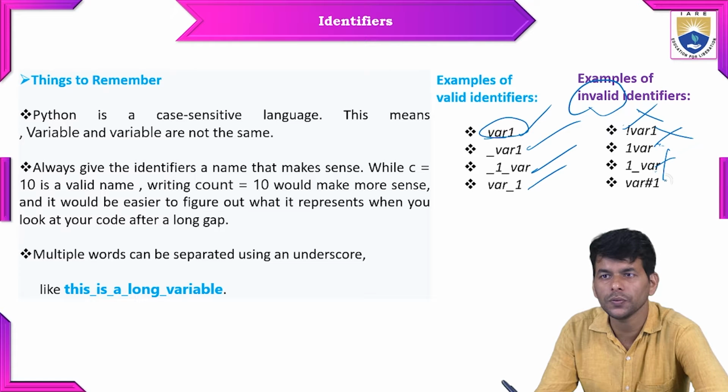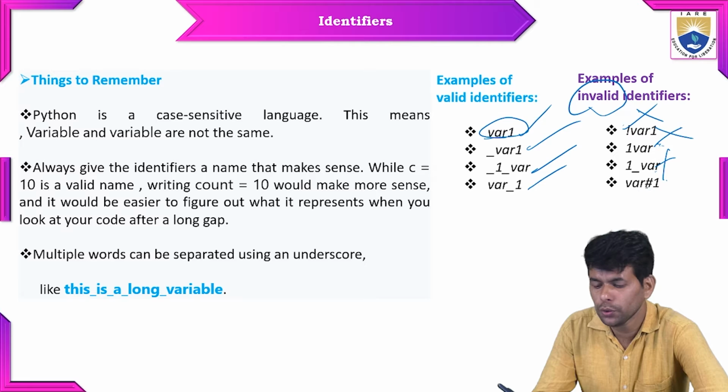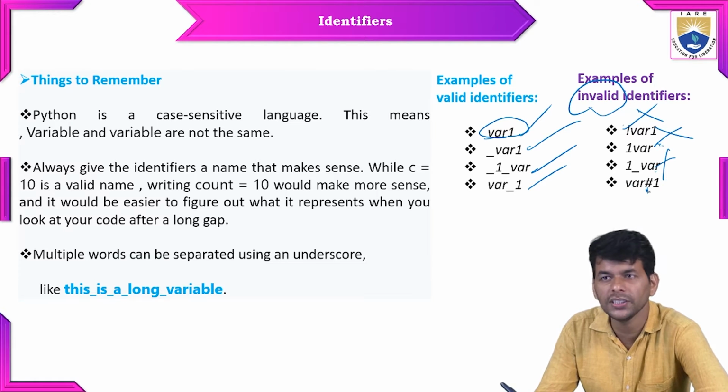So the next one is hash one. Sir, if you are saying that this particular identifier name starts with V, V is a character, but it comes under the invalid ones. Why does it come under the invalid ones? Because the hash symbol is here. This one is called a special character. So here we are using special characters, and that is the reason why these are all invalid identifiers.